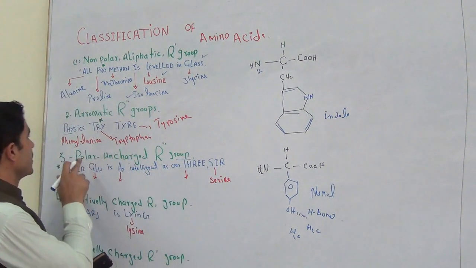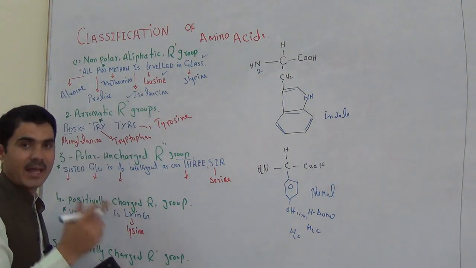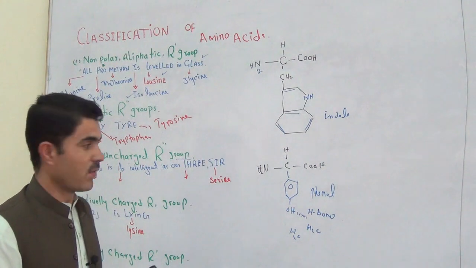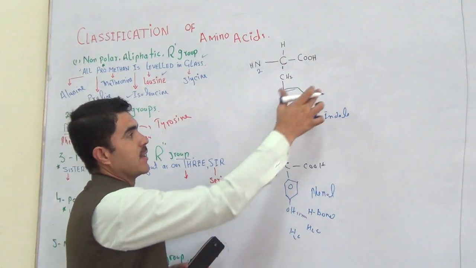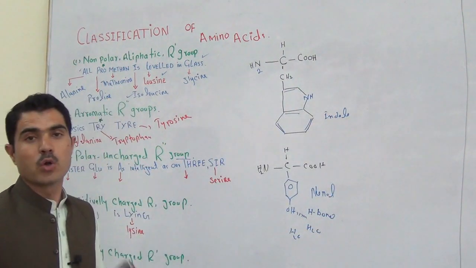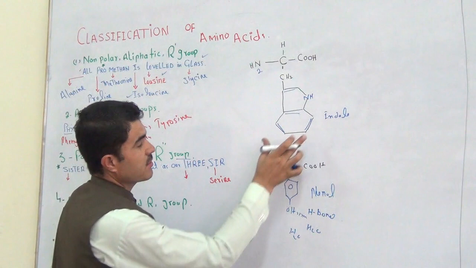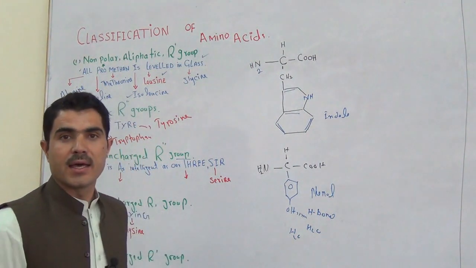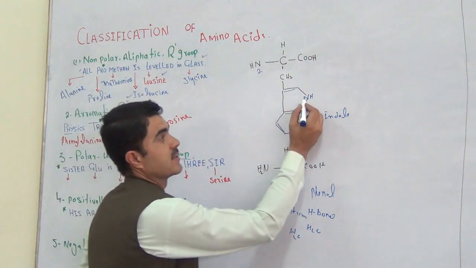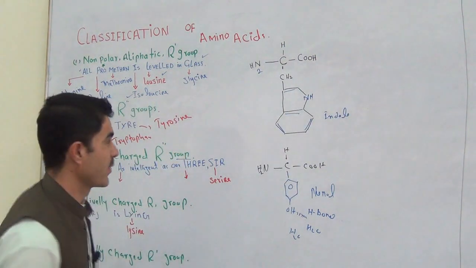So the aromatic R group amino acids show some polarity, and of course they are hydrophilic as well, because they are soluble in water. But mostly tryptophan and tyrosine are more polar as compared to phenylalanine, where there was no OH. In case of tryptophan, who will make the hydrogen bond with water, or who will be responsible for the polarity? It is the nitrogen's hydrogen that would make a hydrogen bond with water.